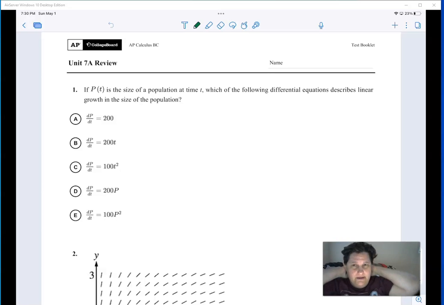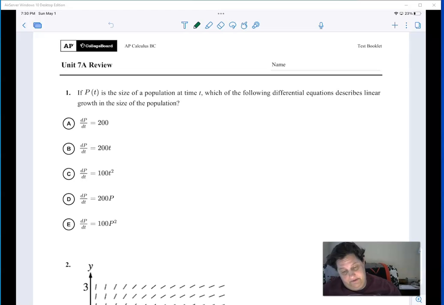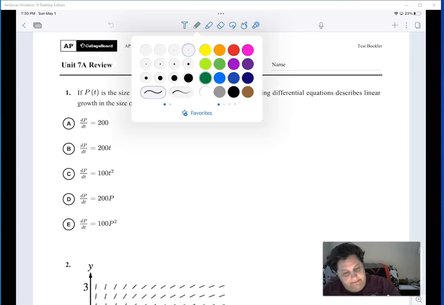Here we go, y'all. We're going right into the Unit 7A review. I don't know why there's an A. Maybe it's just really long. Separate amount. I'm not sure.